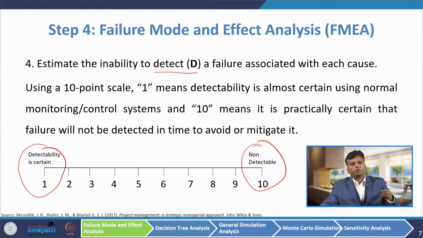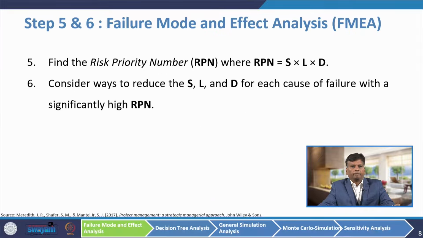We discussed 3 terms: one is S, severity; second is L, likelihood; the third is D, detectability. Find the risk priority number by multiplying these 3 terms, S, L, D. S represents severity, L represents likelihood, and D represents detectability. So we will get a score. Then we have to consider ways to reduce S, L and D for each cause of failure with a significantly high RPN. RPN here is called risk priority number.